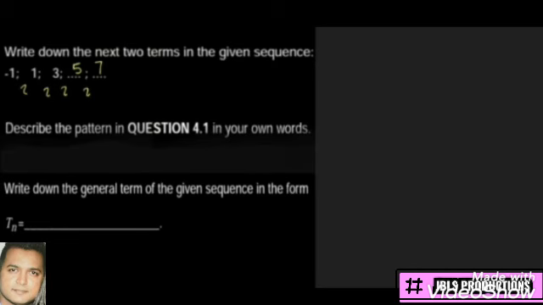Describe the pattern in question 4.1 in your own words. Now this is the general sequence in which questions are asked. You are asked to complete the terms, then you are asked to state in your own words what's happening there. So basically all that's being done here is that 2 is being added to each number. 2 is added to each number. That's in your own words. Then we come to the next part where they will always ask you for the general term.